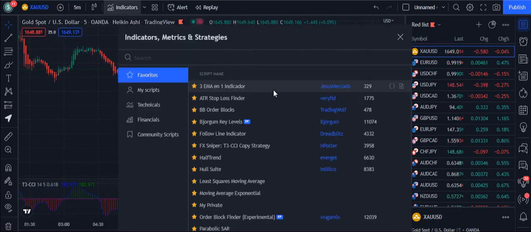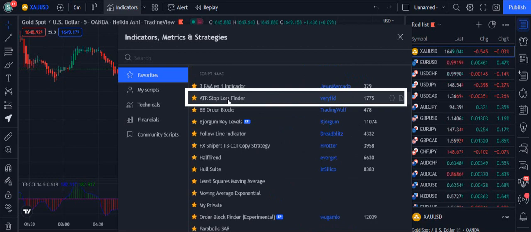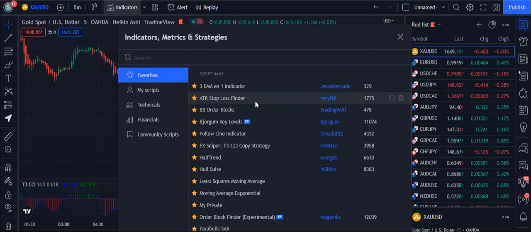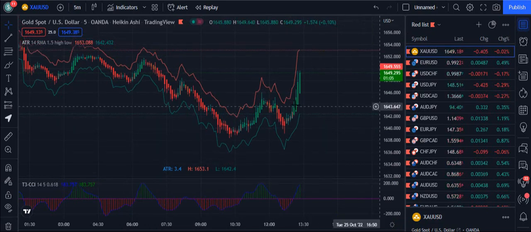Now the second indicator that I am going to use in this strategy will be the ATR stop loss finder by VeryFit. 1775 traders are using it. So ATR stop loss finder, and if I look here, it basically looks like this.